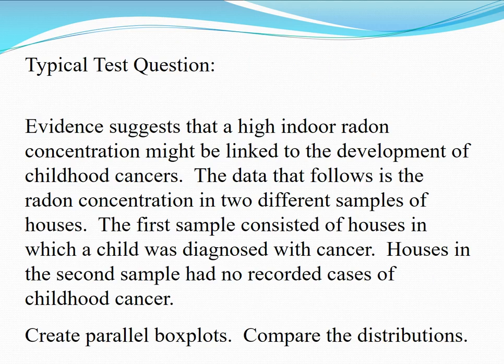So here's a typical test question. Evidence suggests that a high indoor radon concentration might be linked to the development of childhood cancers. So we have 2 samples. I'm going to give you 2 samples. The first sample consisted of houses in which a child was diagnosed with cancer, and the second sample has no recorded cases. And then I would ask you to create the box plots and then compare the distributions. That's a very typical question. So I would give you the data sets and you would be asked to construct the box plots.